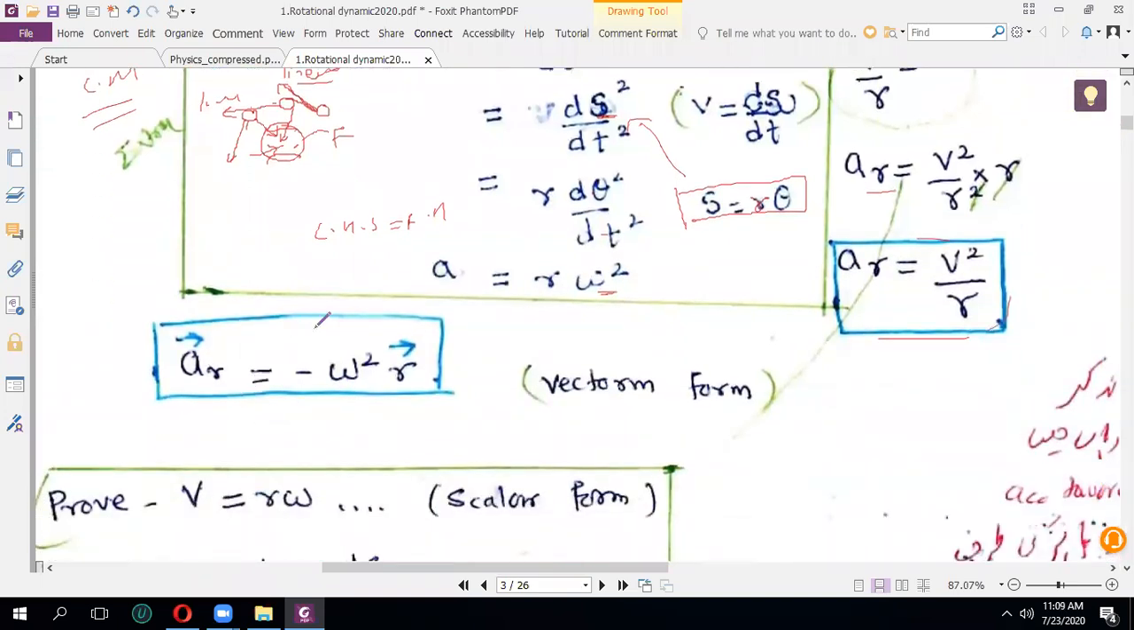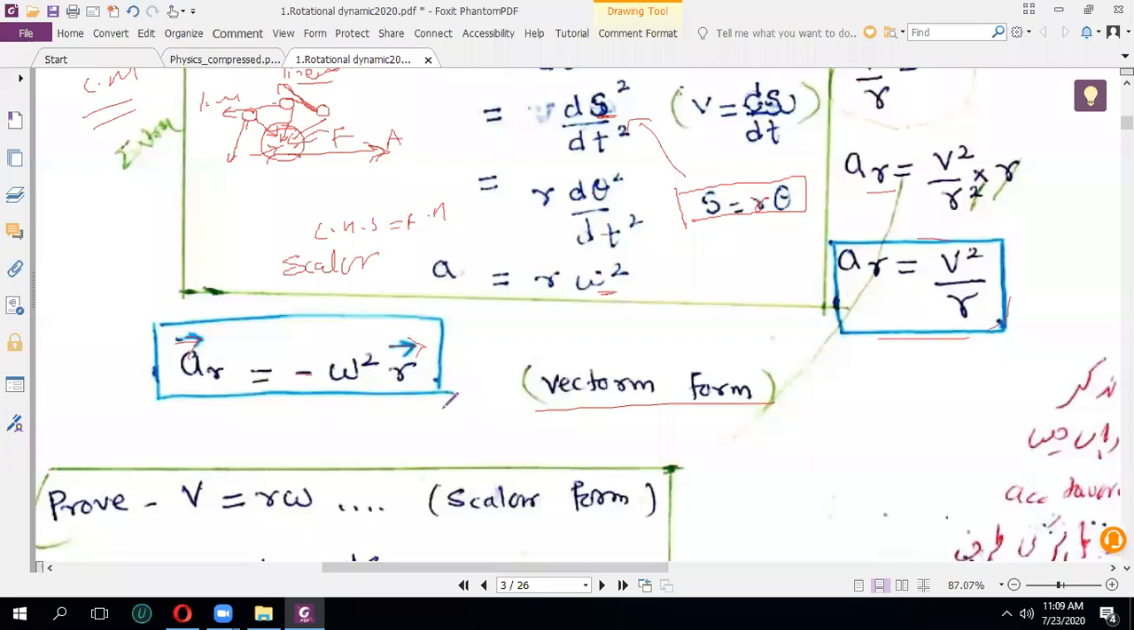Okay. This formula is based on scalar quantity and this formula is based on vector form equation. In vector we represent it by this arrow symbol. This arrow symbol represents the vector sign. a_r is equal to minus omega square r. What is the minus sign? The minus sign represents that the acceleration is always towards the center, and the position vector is always away from the center, because it represents the position. That is why the arrow is always away from the center.